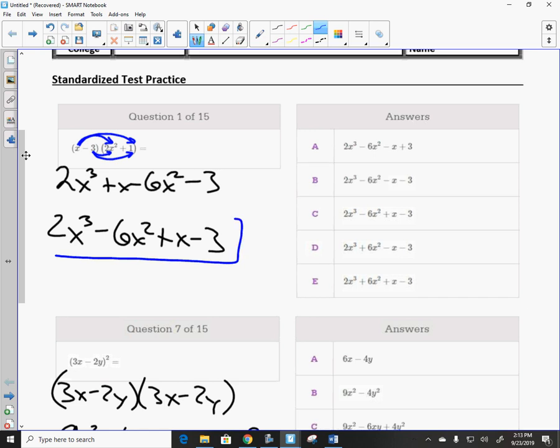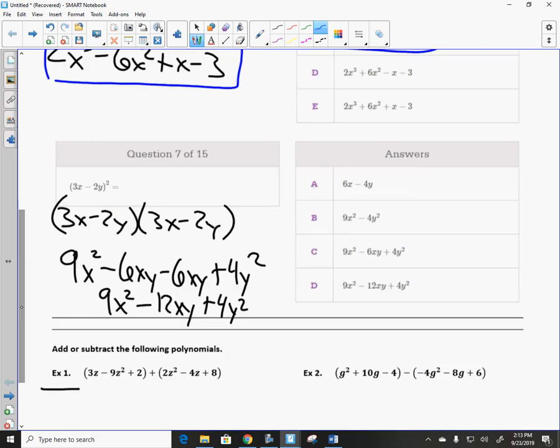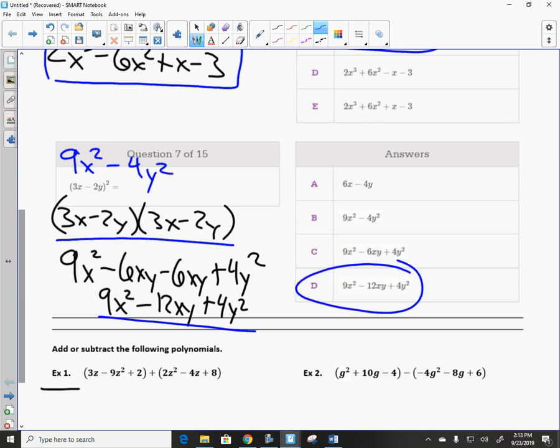Our result is 2x cubed minus 6x squared plus x minus 3, which is letter C. Most common result for the second one is simply to square 3x, get 9x squared, and square 2y, get 4y squared, for people to circle B right away. That's incorrect. To square something means to take it and multiply it by itself. When you multiply that out, you get 9x squared minus 12xy plus 4y squared.